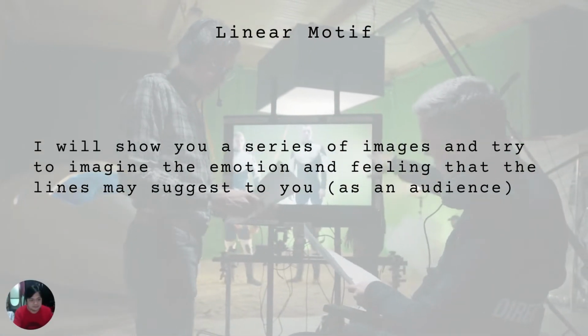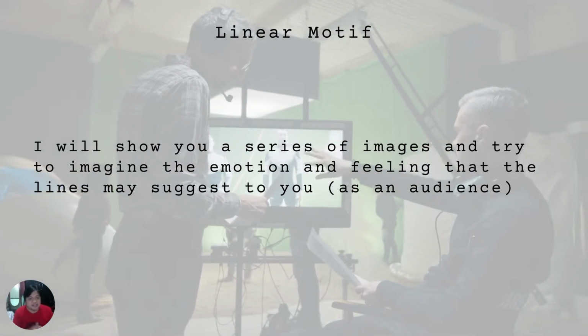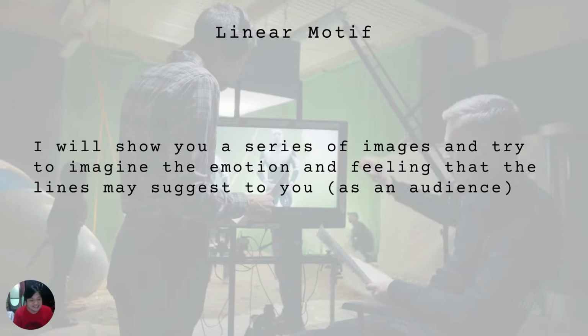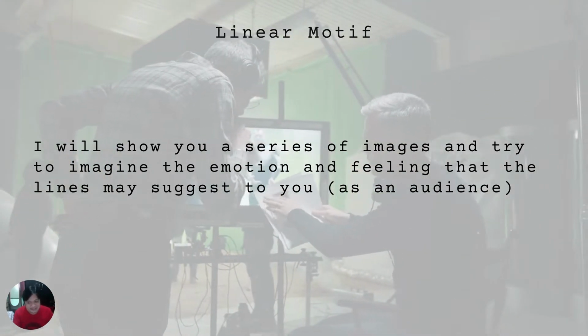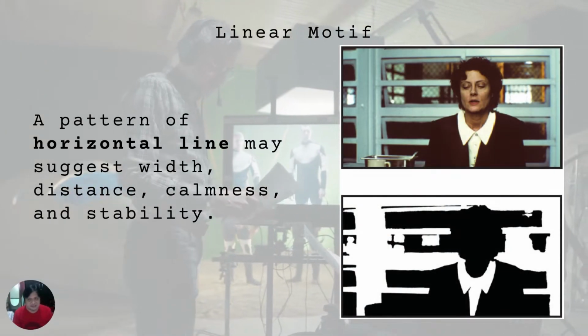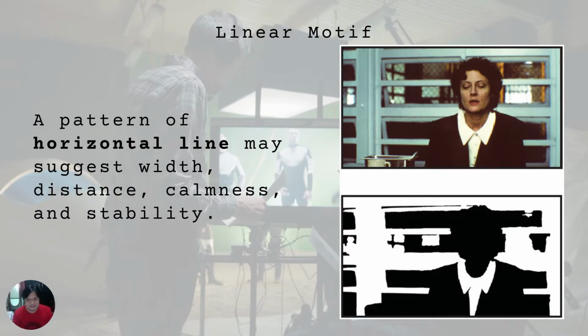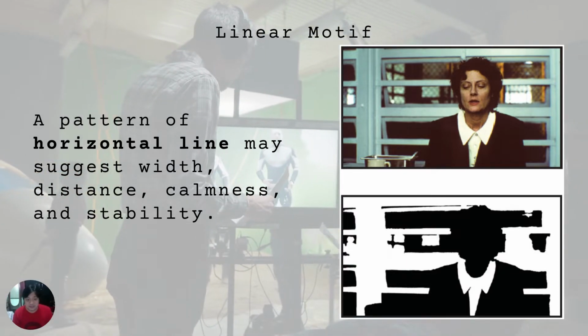Now, I will show you a series of images and try to imagine the emotional feeling that the lines may suggest to you as an audience. So, the first one is a pattern of horizontal lines, which may suggest width, distance, calmness, and stability.